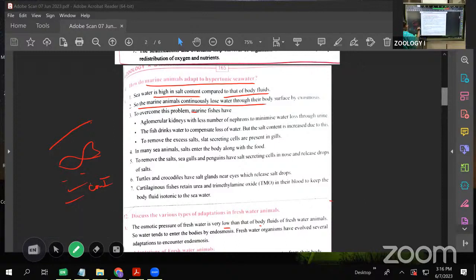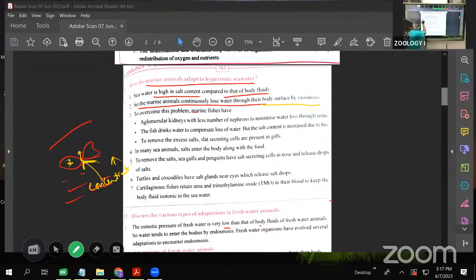Outside, the salt concentration is more, and the water concentration is less. In the body fluid, the salt concentration is less. That's why water always moves from the high water concentration to the low water concentration. So what will happen? Marine animals continuously lose water through their body surfaces, by exosmosis.